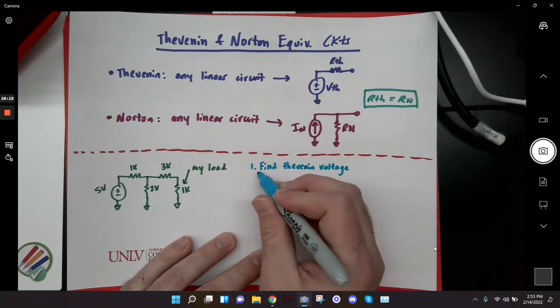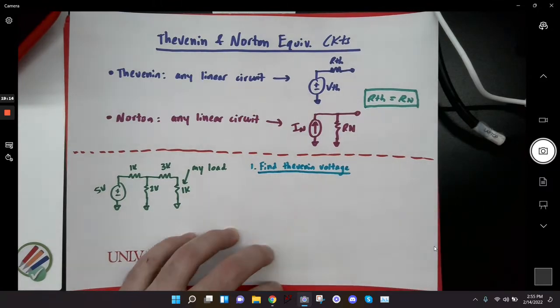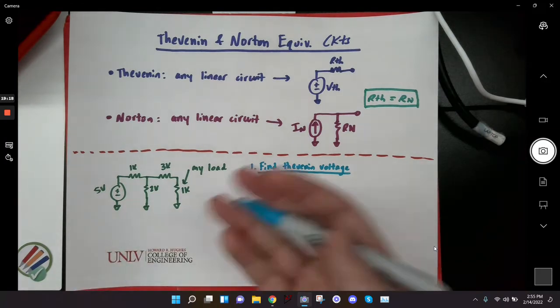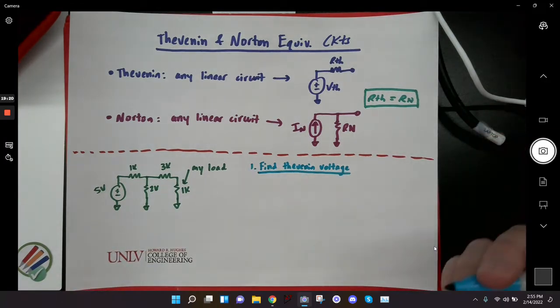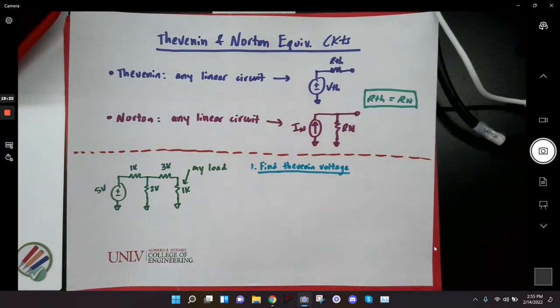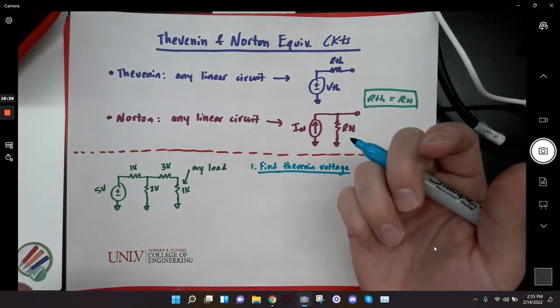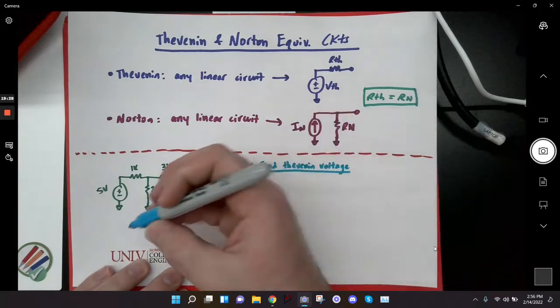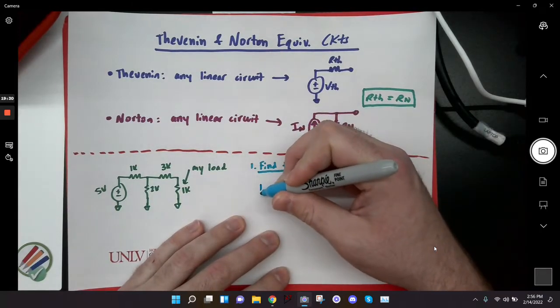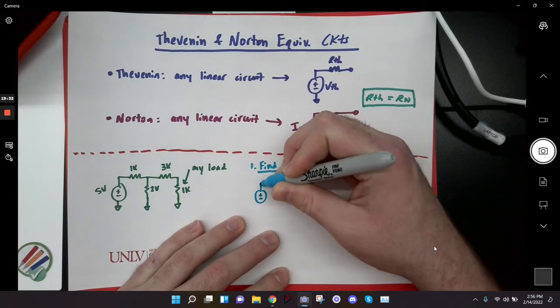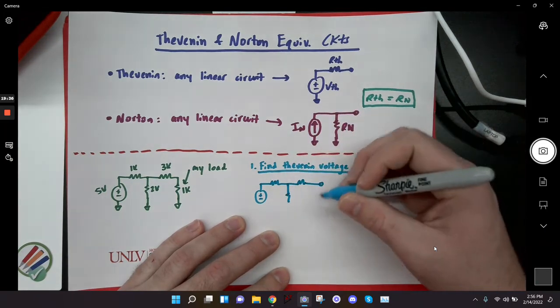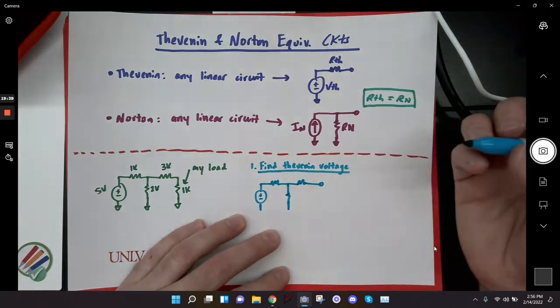No, it's not just the voltage. It might be, but it's not necessarily. So what you're going to do to find the Thevenin voltage is you're going to remove the load resistor. You're going to take it out of the circuit, okay? So what you're left with in that case is a voltage source, resistor, resistor, resistor, and then there's nothing here, right? That's open now. There's nothing there.